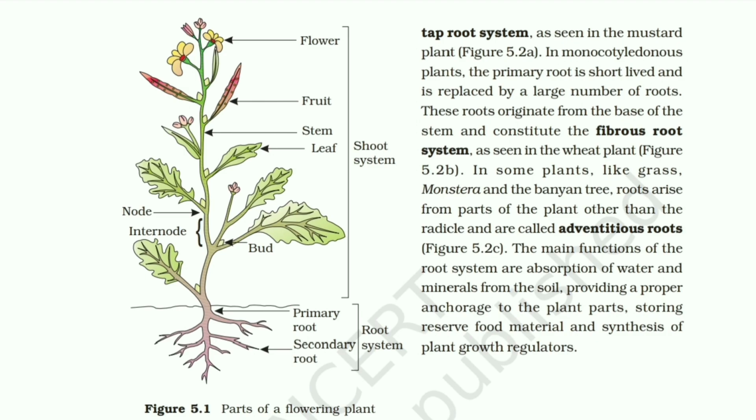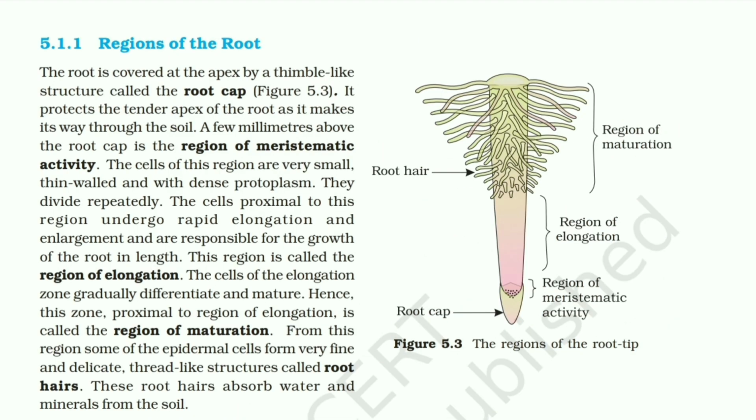The main functions of the root system are absorption of water and minerals from the soil, providing a proper anchorage to the plant parts, storing reserve food material and synthesis of plant growth regulators. 5.1.1 Regions of the root. The root is covered at the apex by a thimble-like structure called the root cap, figure 5.3. It protects the tender apex of the root as it makes its way through the soil.